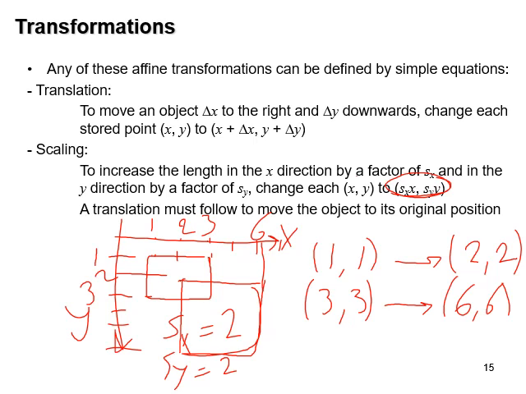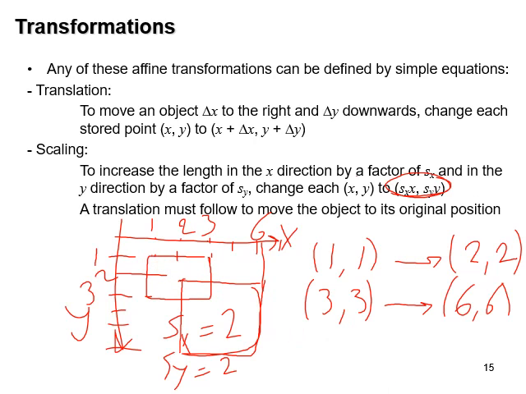Now there is one issue with this: the square is not in its original position. This square was actually starting here, but in this image it is now in a different position. So you want that square to go back to its original location. As explained here, a translation must follow to move the object to its original position. So we have to take that square and translate it back to that position, using the translation we explained earlier. In fact, the point that's now at 2 and 2, you want to move to 1 and 1.